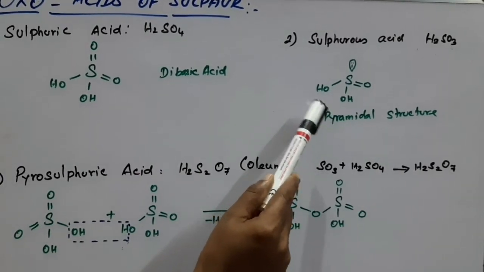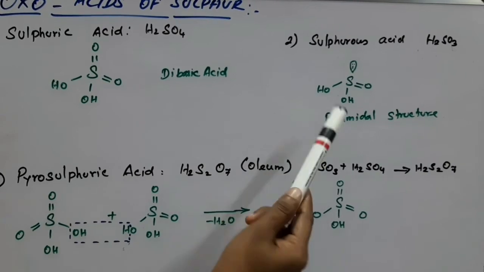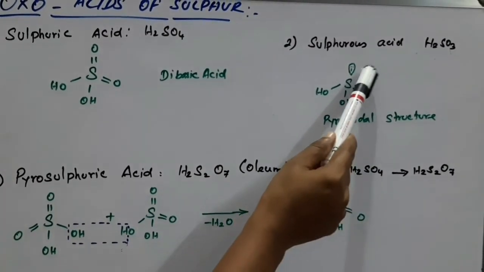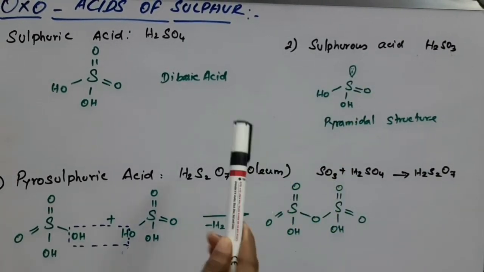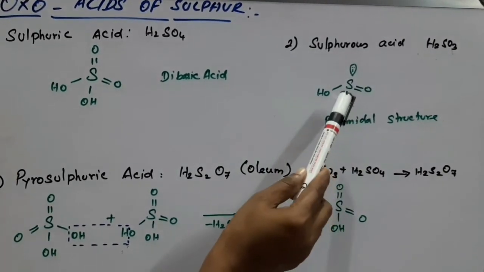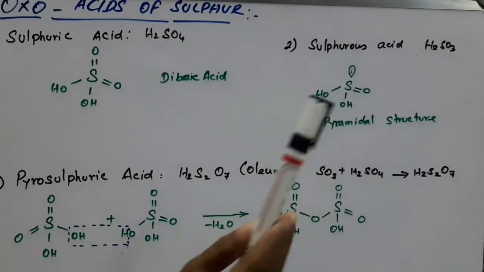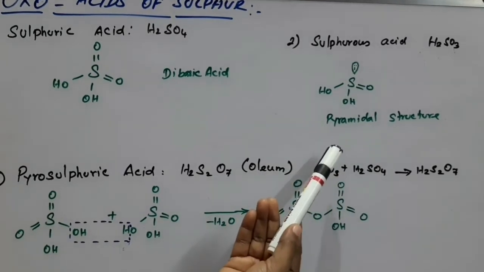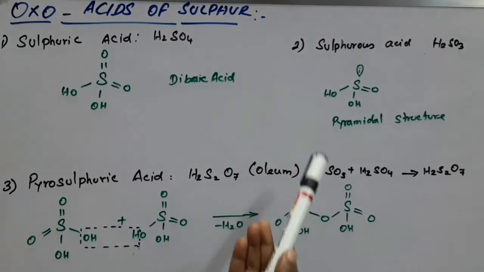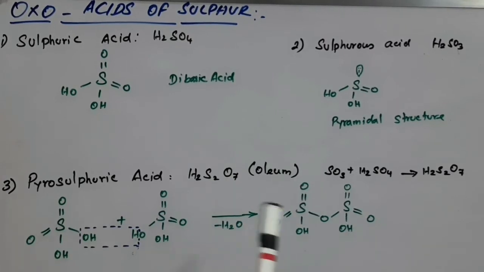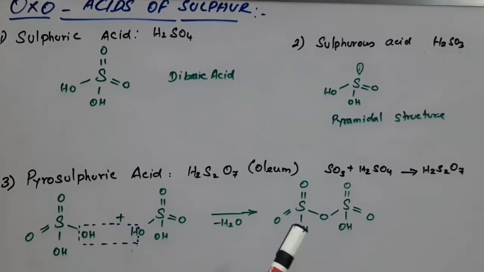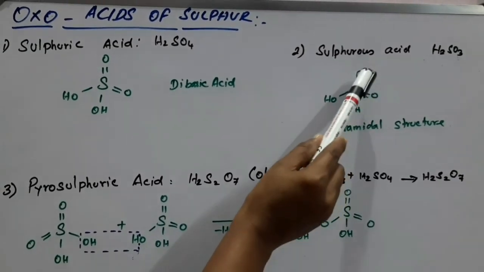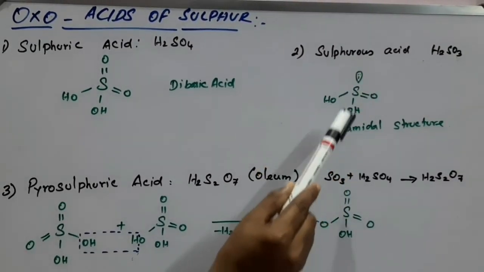I always say, we never write our name without the initial, in the same way for any structure we draw, the lone pair and bond pair are very important. That only decides whether it is a pyramidal structure, trigonal planar, angular or tetrahedral structure. So if a lone pair is present, you must mention the lone pair and the bond pair.